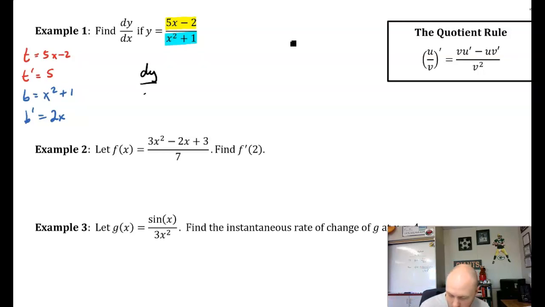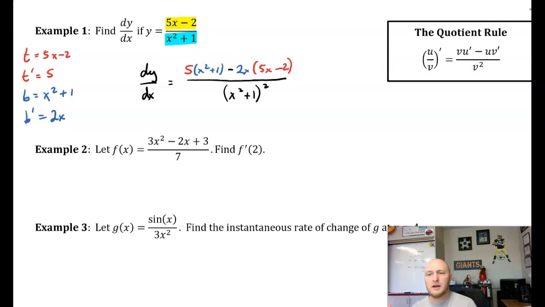Okay, so the derivative of y with respect to x is equal to the derivative of the top, 5, times the bottom, x squared plus 1, minus the derivative of the bottom, which is 2x, times the top, 5x minus 2, all over the bottom squared. So x squared plus 1, I'm going to put parentheses around that whole thing, and I'm going to square that entire thing.